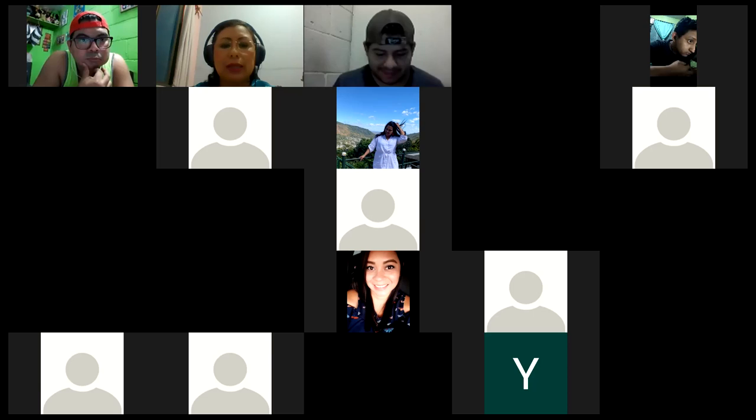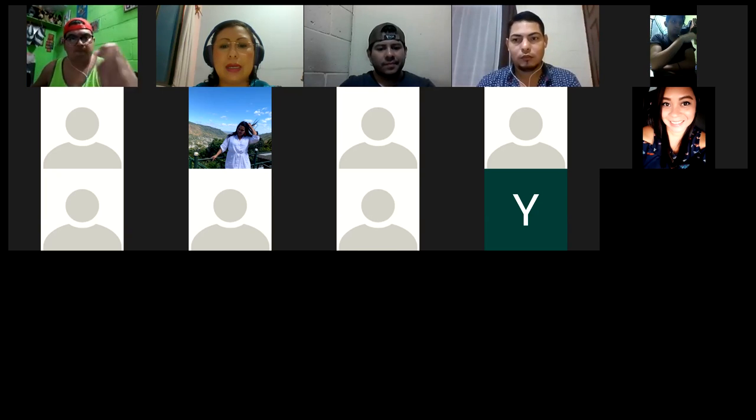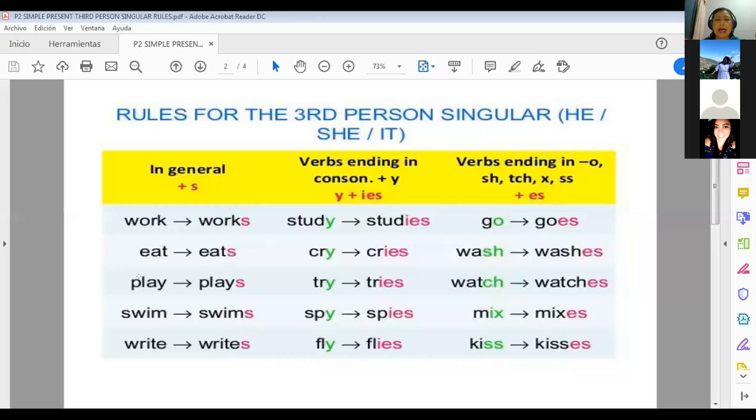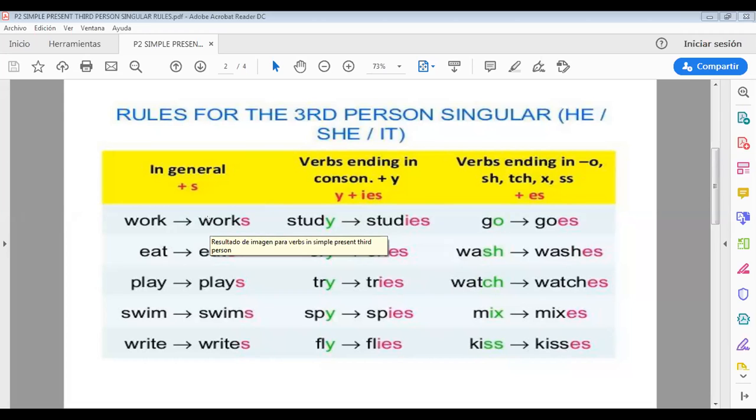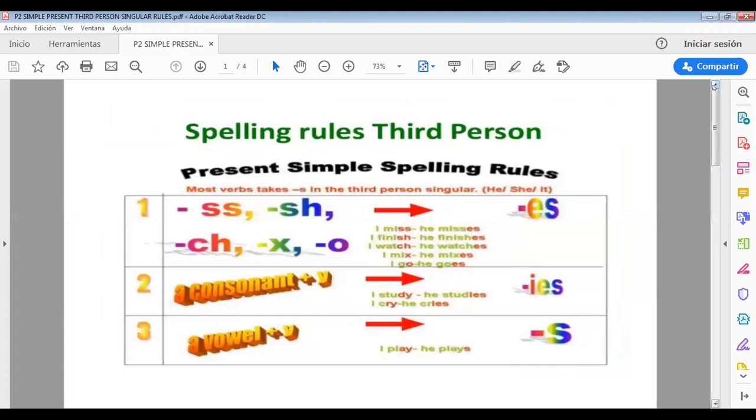Voy a dejar de compartir esta pantalla y voy a regresar a la que teníamos, ¿verdad? Ahí está la regla. Para los demás subject pronouns, esa regla no aplica, ¿verdad? Para los demás pronombres, pues el verbo se queda como está, solamente es para he, she, it, ¿verdad? Y aquí está explicada, ¿verdad?